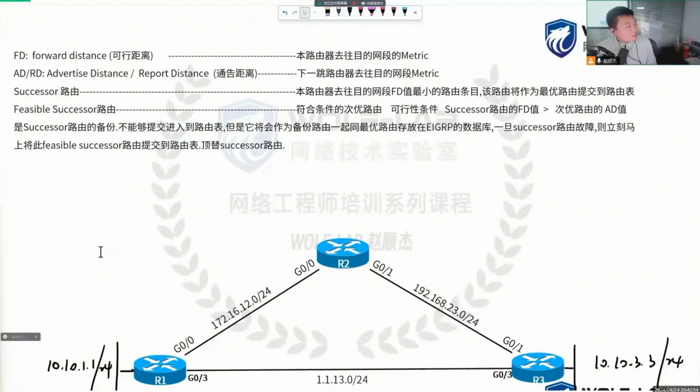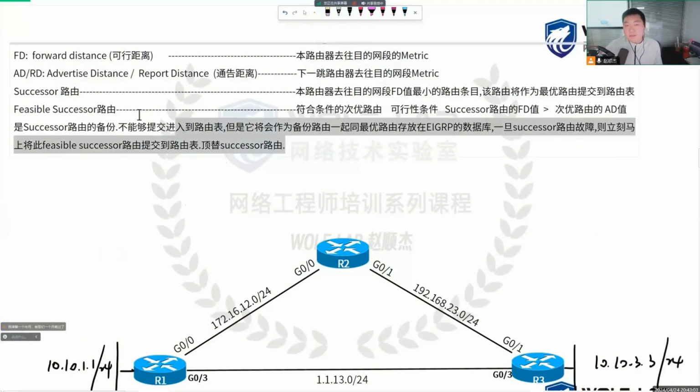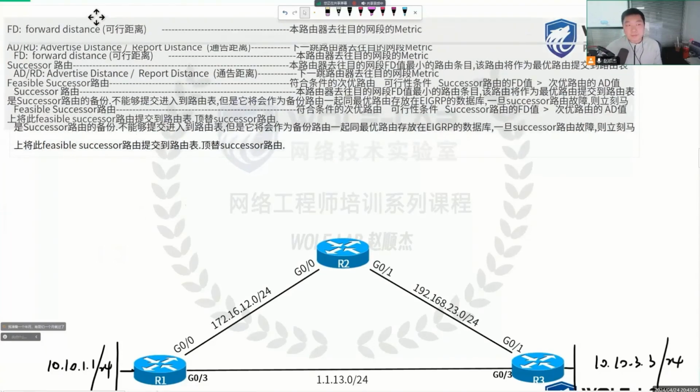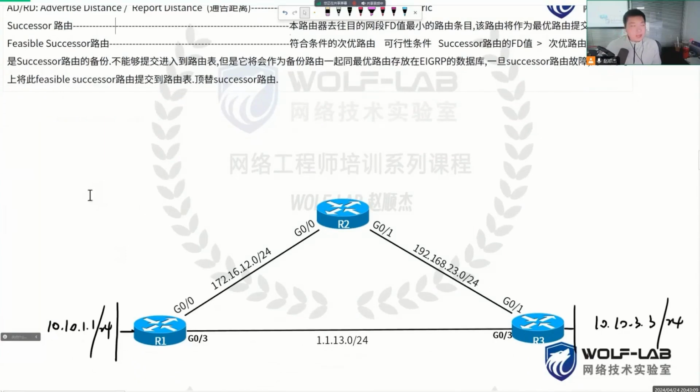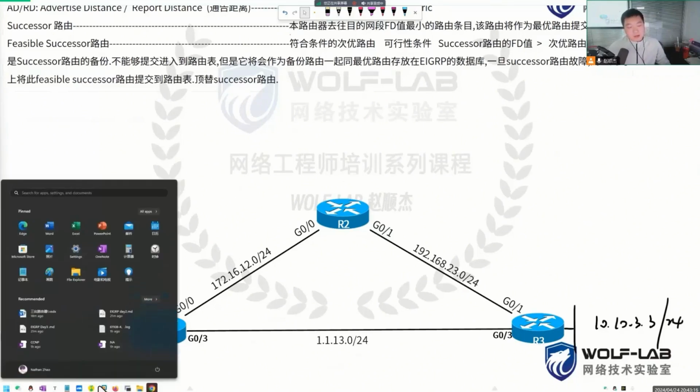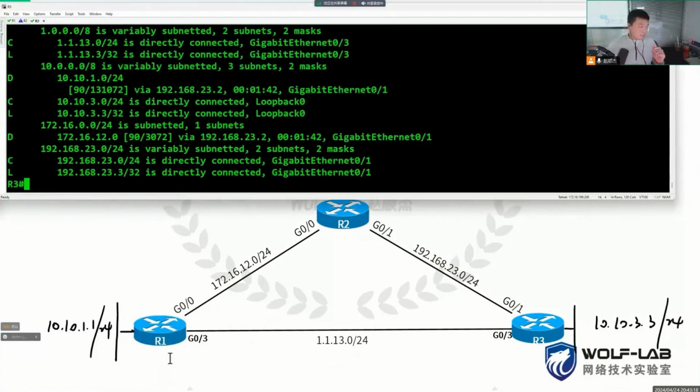Okay, let's continue. First, let's take a look at the next topic we will discuss about our EIGRP, specifically changing the metric values of routing entries. How we modify the metric values. So first, within EIGRP, at this moment, we see in this diagram we have already set up an experimental environment running EIGRP.